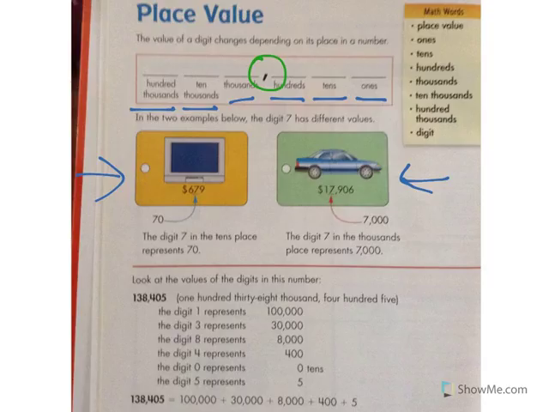And when you get into bigger numbers, more complex numbers, like the example down here, if we were to read it off, it would be 138,405. But really, it's just a big addition problem. And the number 1 represents 100,000. The number 3 represents 30,000. The number 8 represents 8,000. The number 4 represents 400. The number 0 represents 0 tens. And the number 5 represents 5.